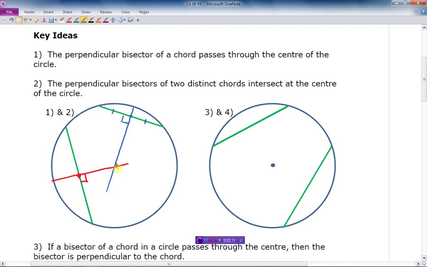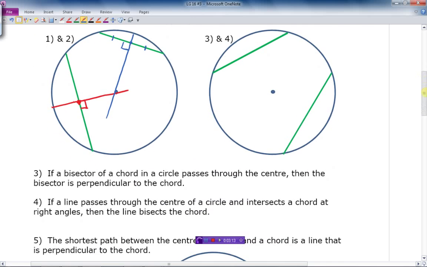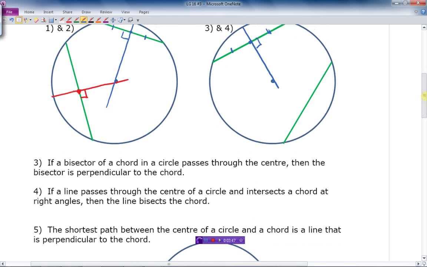3 and 4 continue the same idea a little bit. If a bisector of a chord in a circle passes through the center, so I'm going to bisect this, let's find the middle. So say that's the middle, and it bisects it, so it's got two equal parts that it divides it into. And if I draw that bisector so that it goes through the middle of the circle, then that line is 90 degrees to the original green line there. Okay, so that's number 4. It says that has to be 90 degrees if it goes through the center. And so that's number 3.